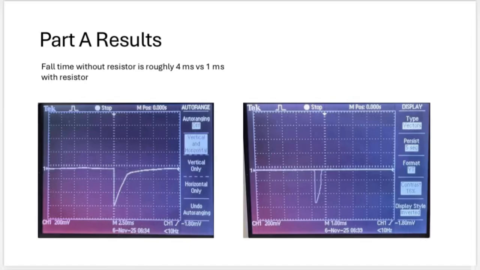For the next slide, we weren't able to get the exact measurements, but we were able to approximate the left fall time as 4 milliseconds and the right fall time is about 1 millisecond, which shows that adding a resistor decreases the fall time.